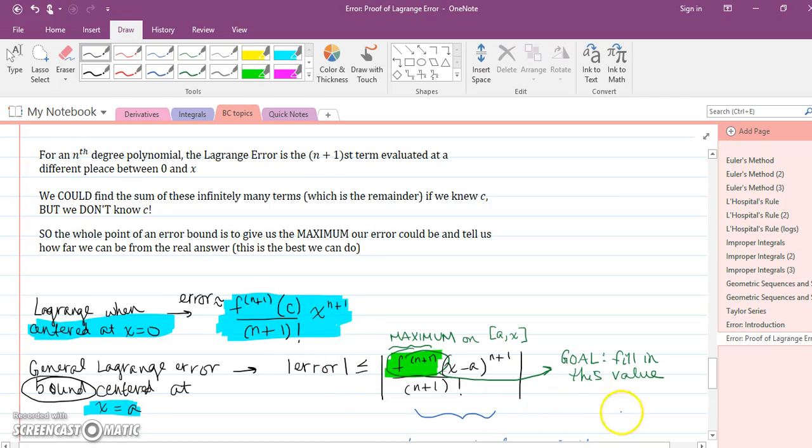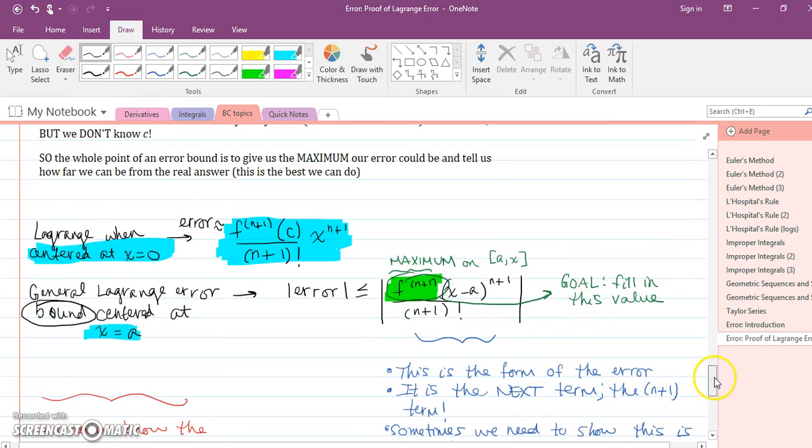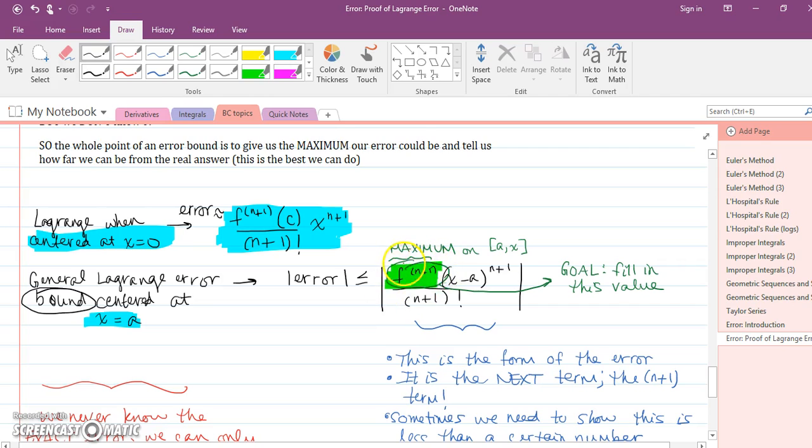Now, again, I know all this stuff seems complicated, but when you do it on a free response, we don't have to make it more complicated than it is. All you have to do is fill in this value right here in green. And this is, oh wait, I forgot something here. This is at c. Whoops. What I put in green here is the maximum value on the interval a to x. Before we had 0 to x, but we want to make this general on any interval up to x. This is all you have to do. Fill this in. You don't touch the factorial. You don't touch the x term here.